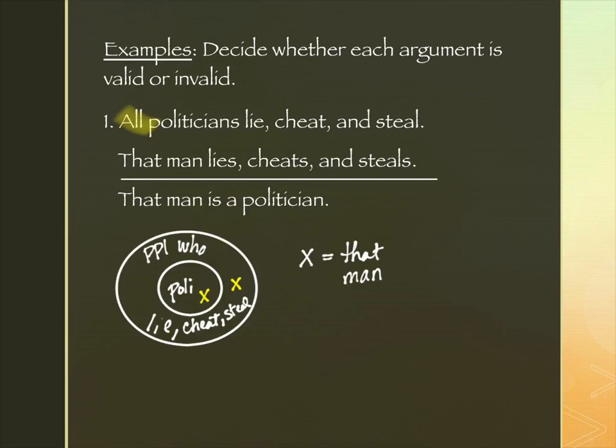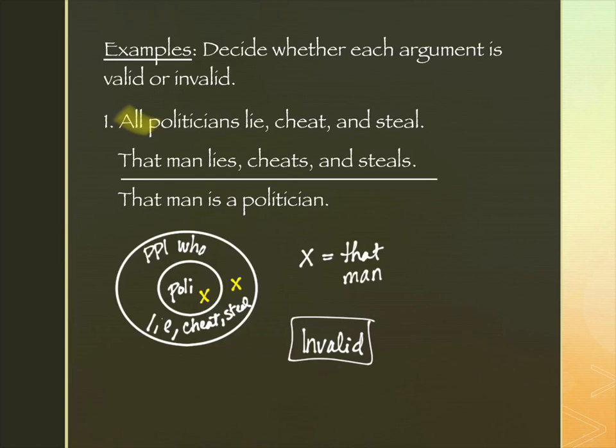Now we will have to figure out if the conclusion holds true. Is the conclusion that man is a politician a for sure conclusion you can draw based on this diagram? No, you can't. Because the X could be in the outer part. It doesn't have to be inside the inner part, right? So is this argument valid? No, it is not valid. This would be an invalid argument, based on the pieces that were given.